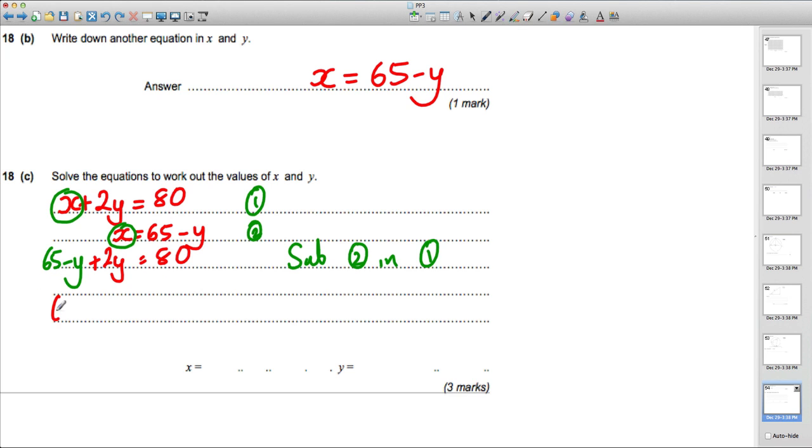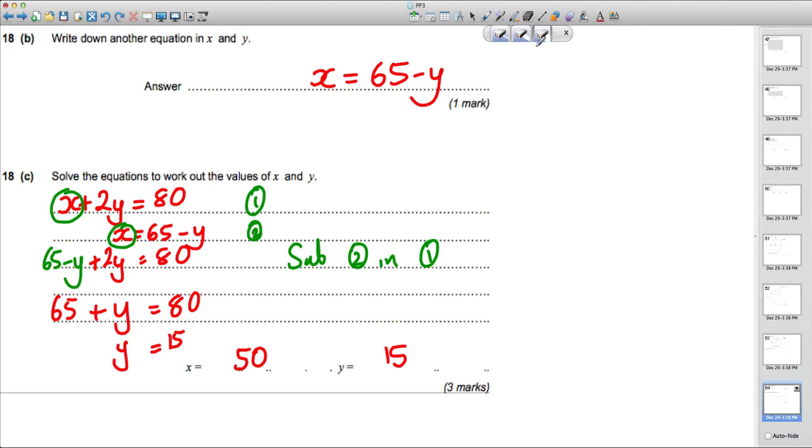Then I would have 65, negative y plus 2y plus y is 80, and y must be 80 subtract 65, which is 15. Subbing it back in here, let's say x is 65 minus 15, x would therefore be equal to 50. So x would be 50, y would be equal to 15.